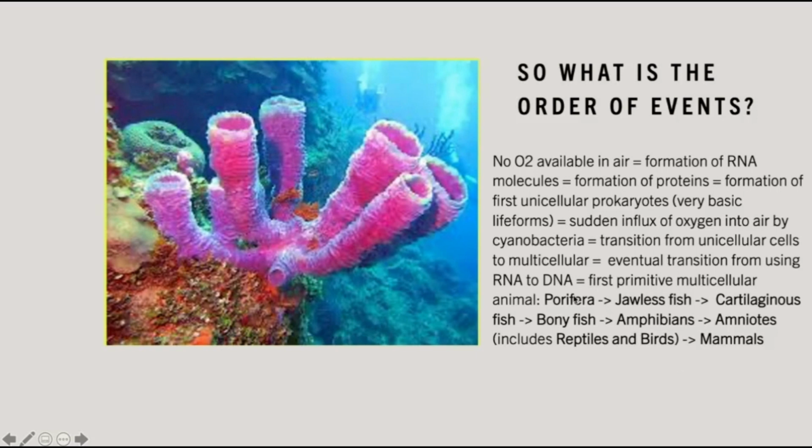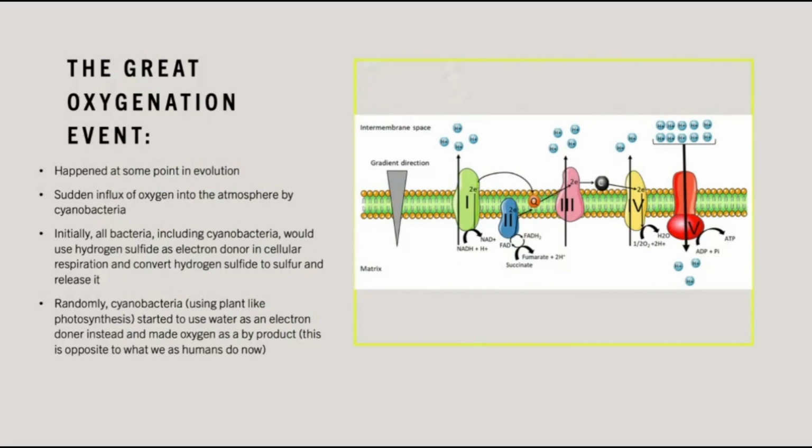So porifera were the first primitive multicellular animal to exist. Then from porifera, we got jawless fish, then cartilaginous fish, then bony fish, then amphibians, which were the first animals to live on land, and then amniotes, which include reptiles and birds, and then mammals. Okay, so for this exam, I think it's very important when you're covering evolution for you to understand the order of these events. So this slide is very, very important to you, okay? Very, very important.